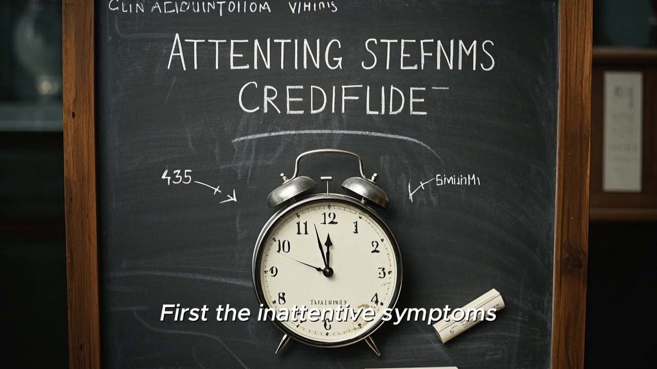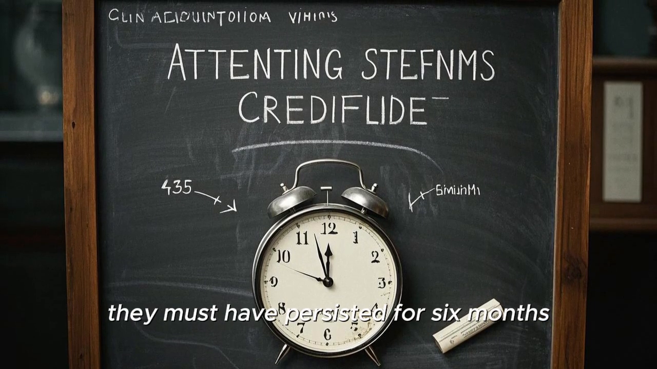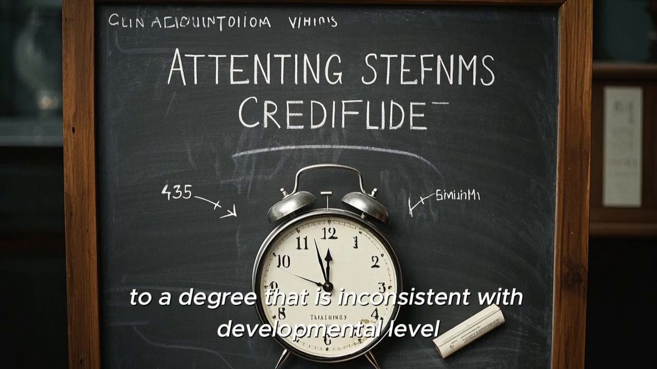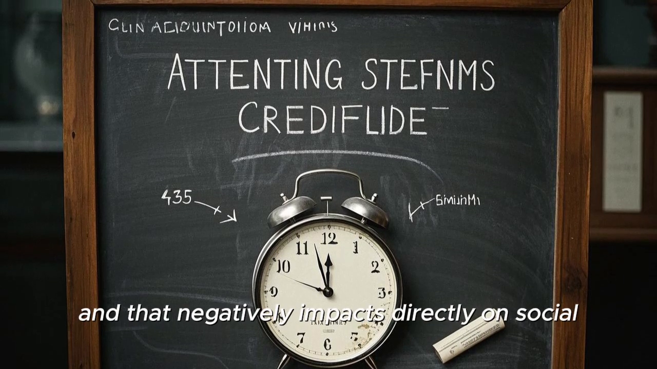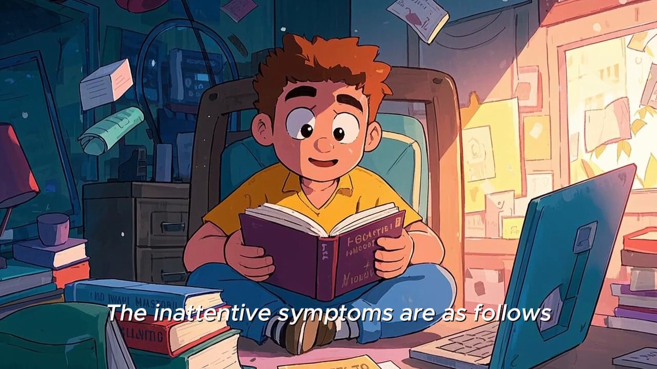First, the inattentive symptoms. A person must have at least 6 or more of these symptoms, and they must have persisted for 6 months, to a degree that is inconsistent with the developmental level and that negatively impacts directly on social, academic, or occupational functioning. The inattentive symptoms are as follows.